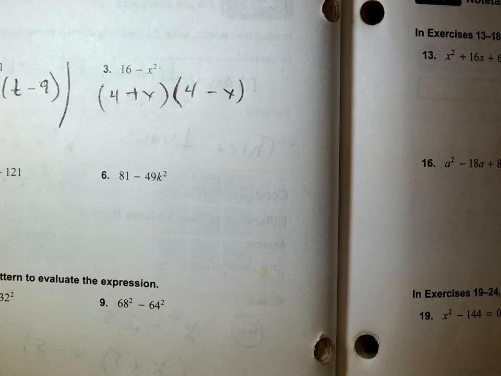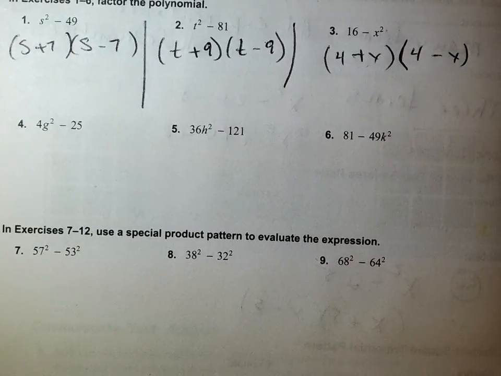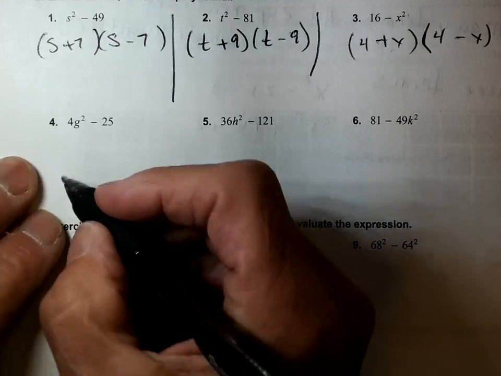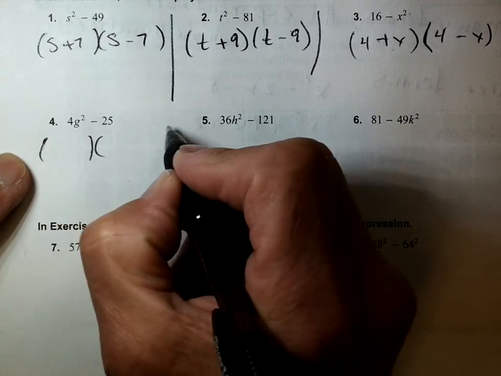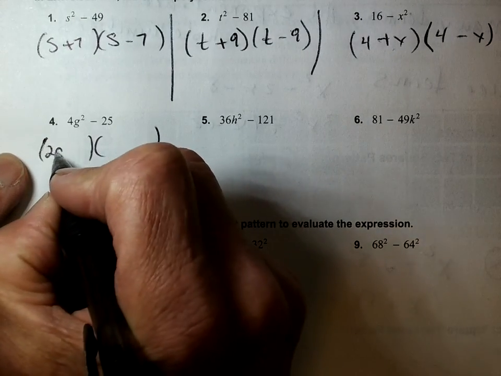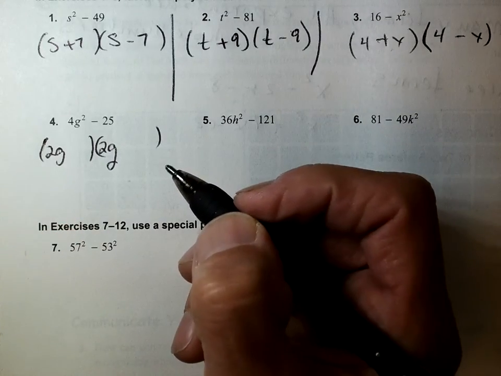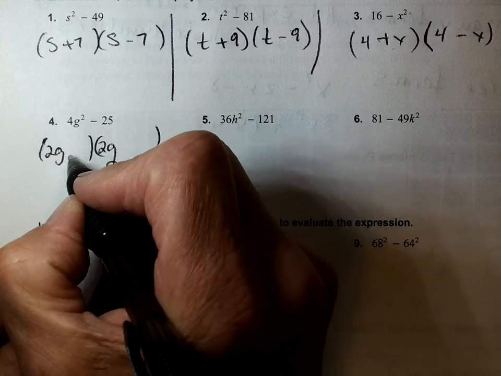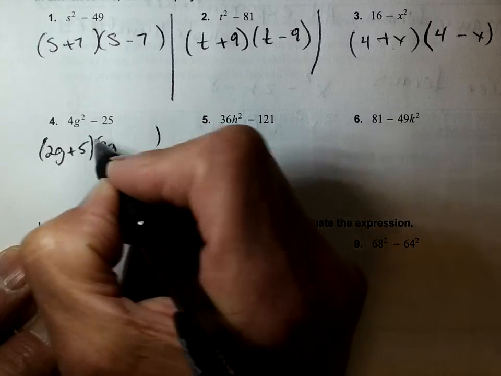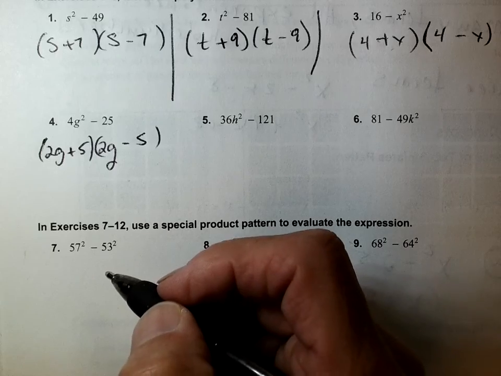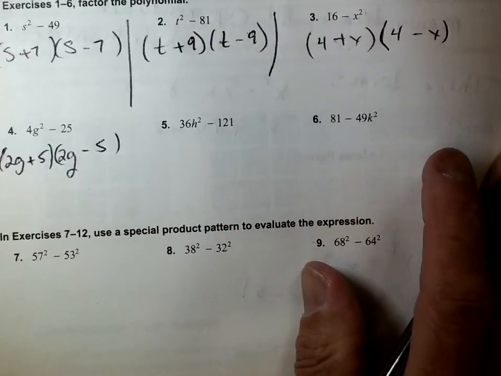Okay. Now, 4 doesn't get any harder. It's just more numbers, that's all. So I would go 2g, right? Because that makes my 4g squared. Plus 5 minus 5. Right? You guys agree with that? Is this easy? Okay. And the same thing with 5.